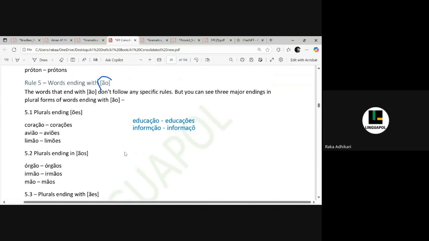So is this rule clear to all of you, rule number 5? Can you give me a thumbs up? Or if anybody has a question, please ask.